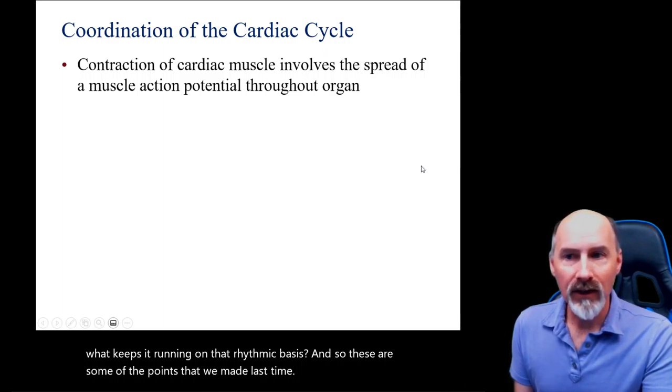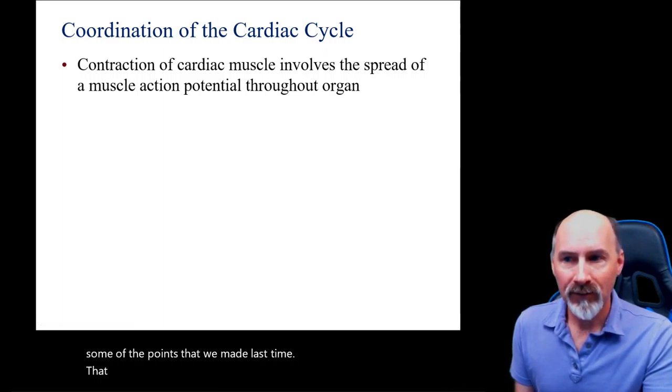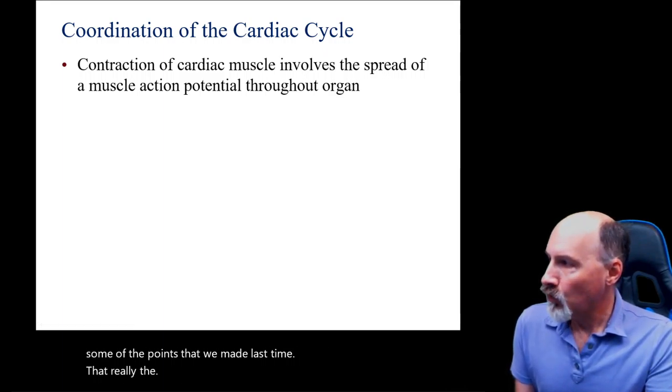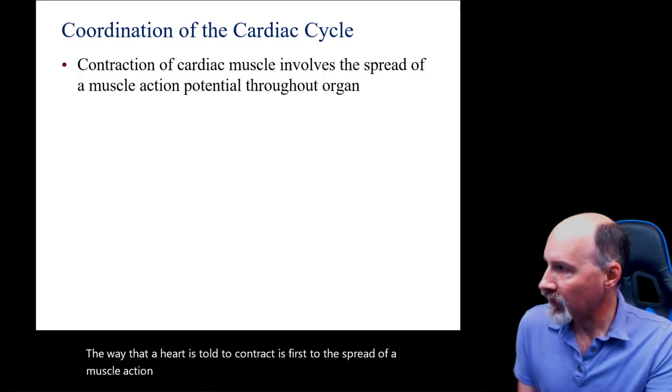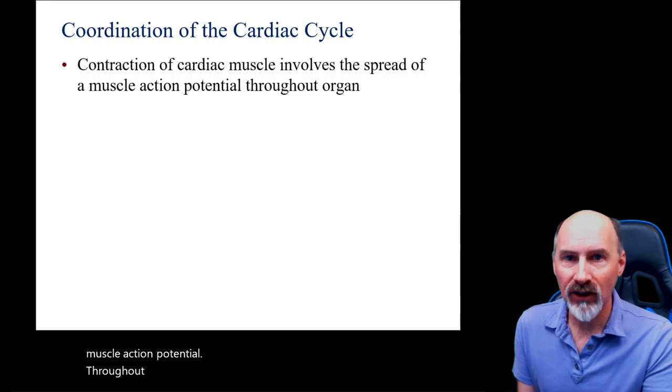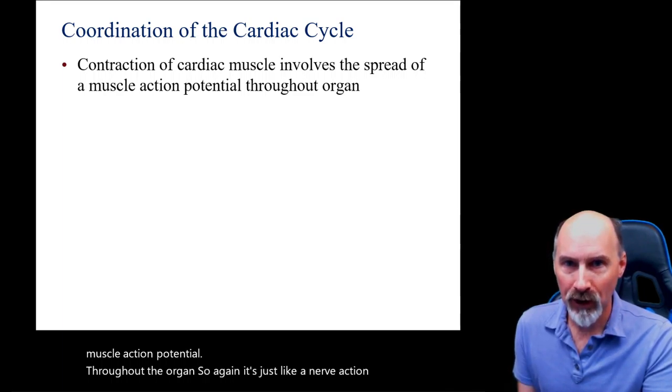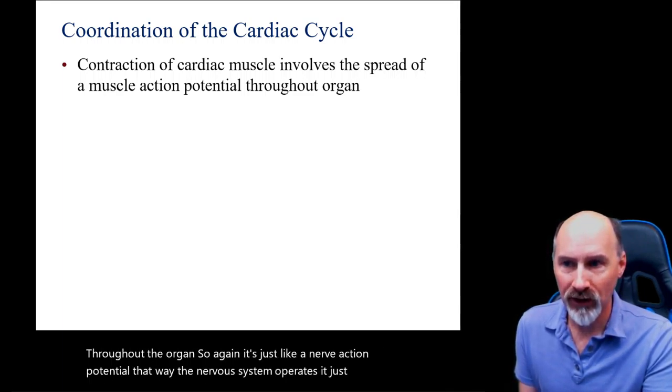The way that a heart is told to contract is first through the spread of a muscle action potential throughout the organ. So again, it's just like a nerve action potential, the way the nervous system operates. It spreads from muscle cell to muscle cell.